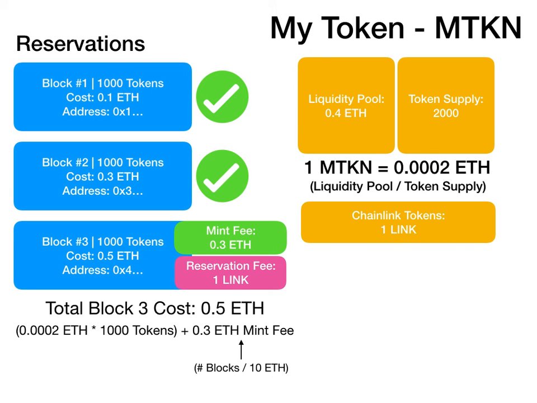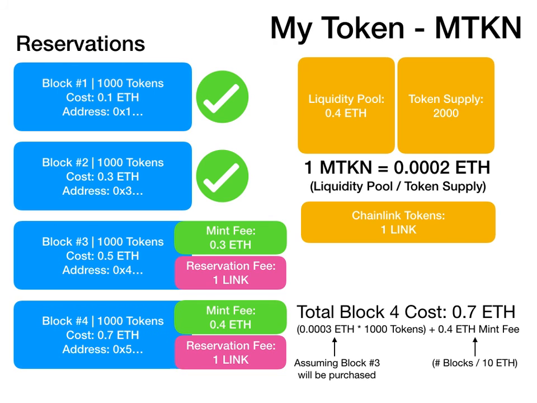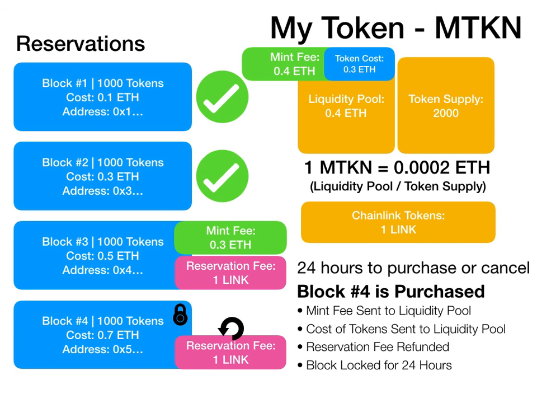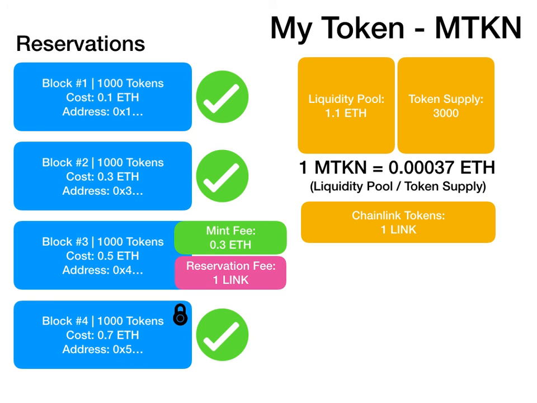So now another block is reserved, and another. And you can see block 4 is priced with the same formula there, assuming block 3 will be purchased. All right, now there's 24 hours to purchase, and let's see what happens when block 4 is purchased. All the usual stuff, the mint fee, the token cost are sent to the liquidity pool. The reservation fee is refunded, and the block is locked for 24 hours.